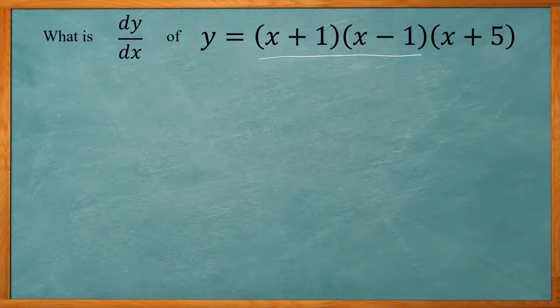I'll take the first two first and just do FOIL. So that's going to be x times x to give me x squared. x times negative 1 gives me negative 1x. 1 times x gives me plus x. And 1 times negative 1 gives me negative 1. If I combine like terms, the x's go away, giving me x squared minus 1.